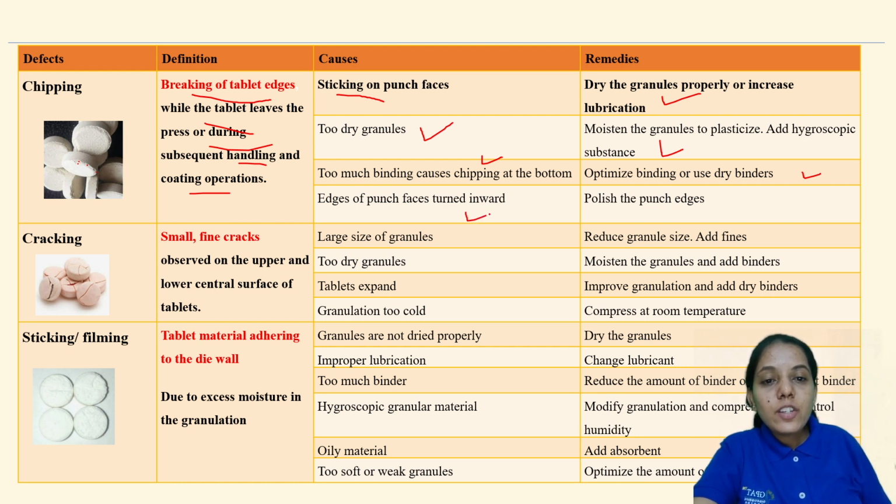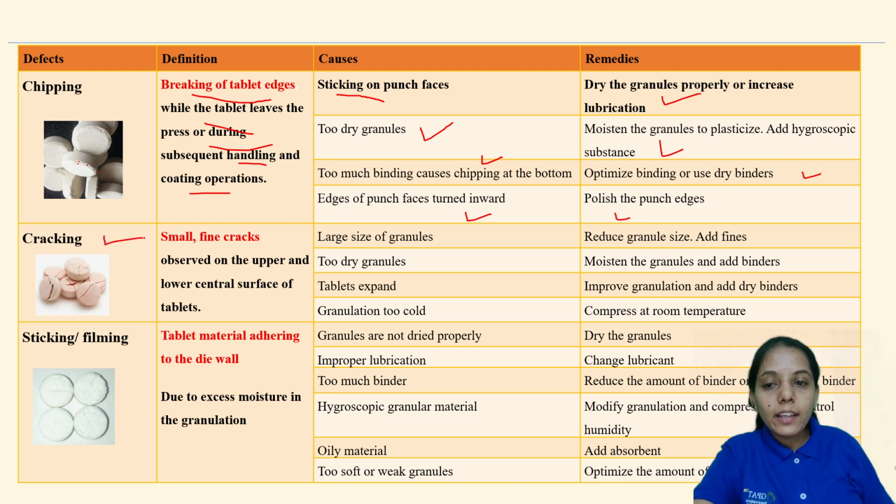Next is edges of punch faces turn inward. If the punch faces are turning inward, the tablet at the edge will be broken down. So polish the punch edges. In all the cases, we have to see whether the punches are properly done or not. So this was about the chipping. Chipping is something related to the edges.